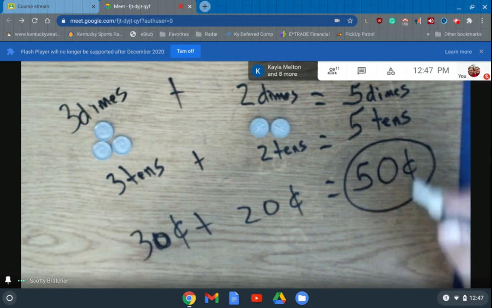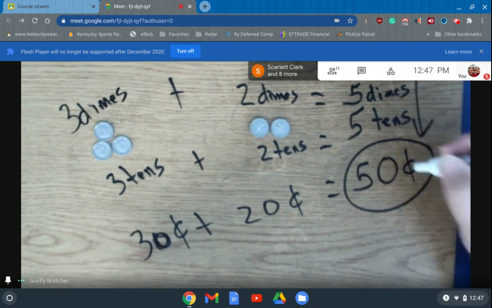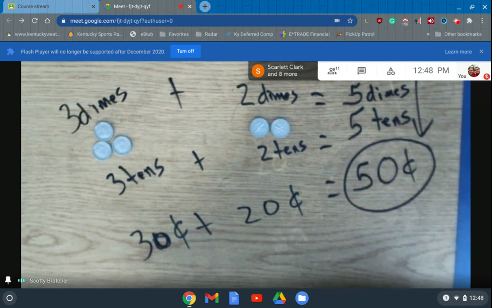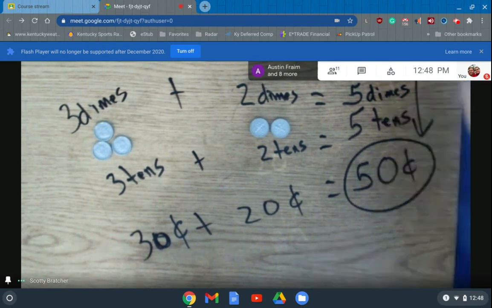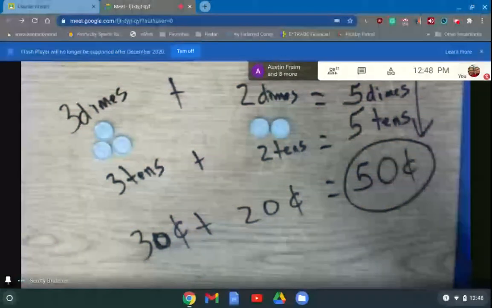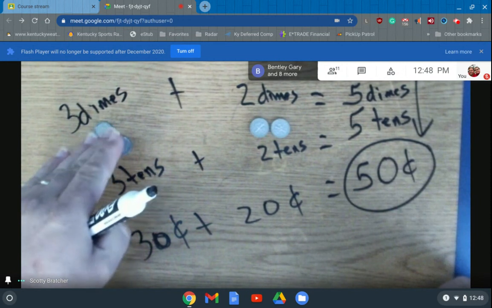Okay? All of these right here are equal. All right? Any questions about that? No questions? Scarlett's got her hand up. Is that a question or is it just up? I accidentally put it up.